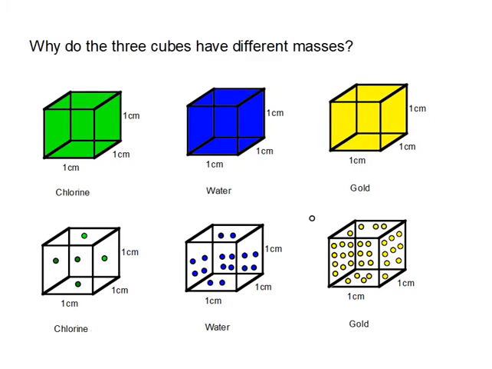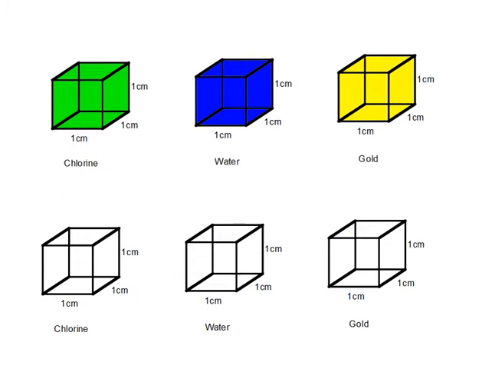So why do these 3 have different masses? We said because they have different amounts of matter, even though the space is the same. It's very important that you understand that. The volume might be the same, and in this case, the volume of each cube is 1 centimeter cubed. However, the mass is different, and therefore the density of each one is also different. More matter squeezed in the same space.